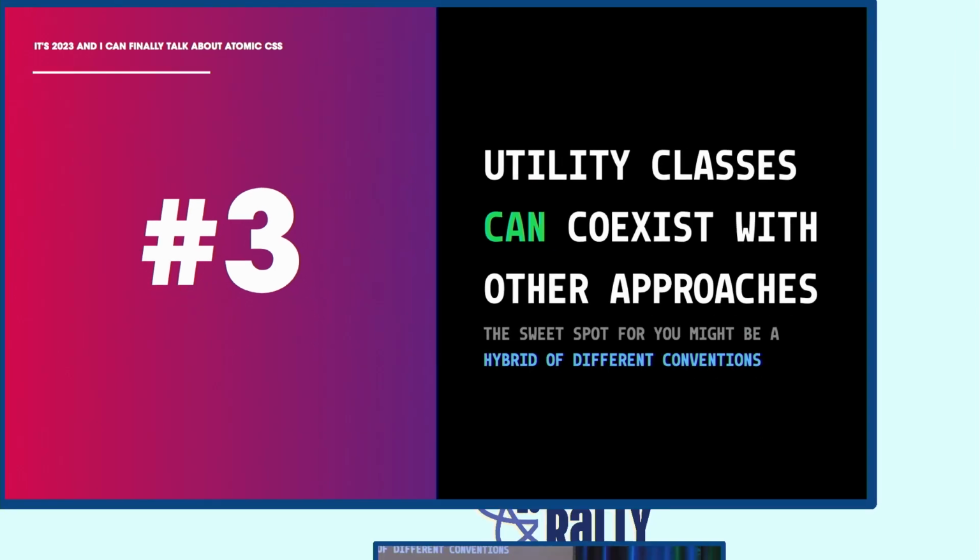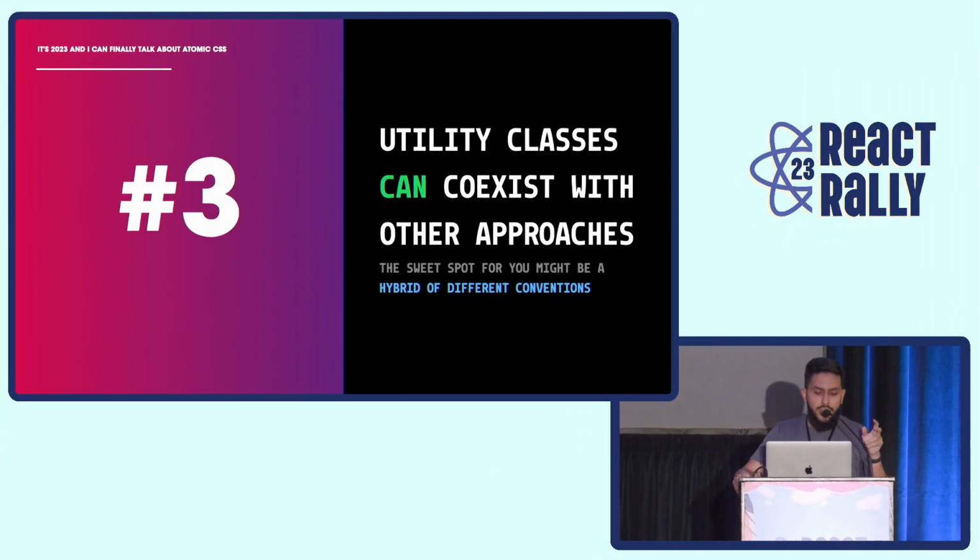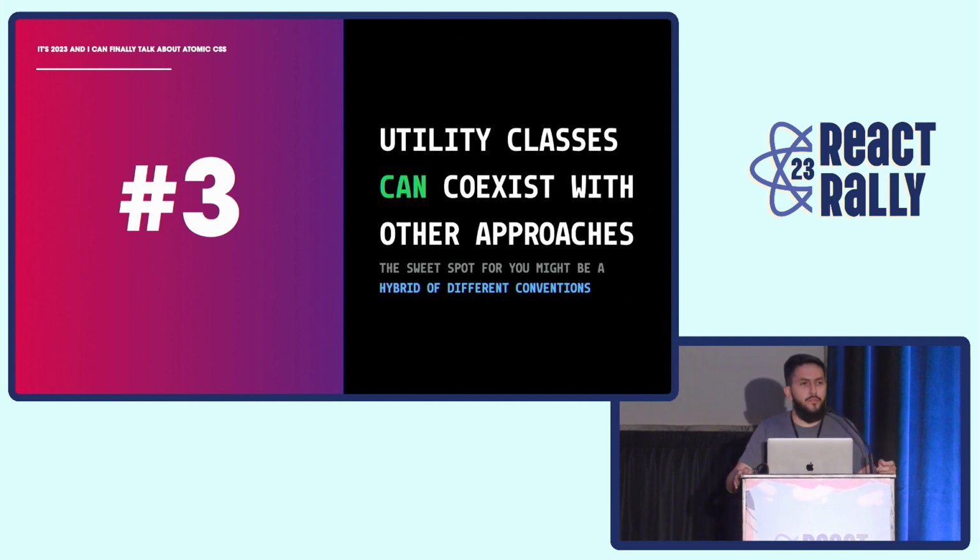Another thing is utility classes can actually coexist with other approaches. So you might find your sweet spot using something hybrid. And a good example is Bootstrap. In recent releases, they have been adding more and more utility classes while maintaining their old button and those kinds of primitives. And other really popular libraries have been doing the same.